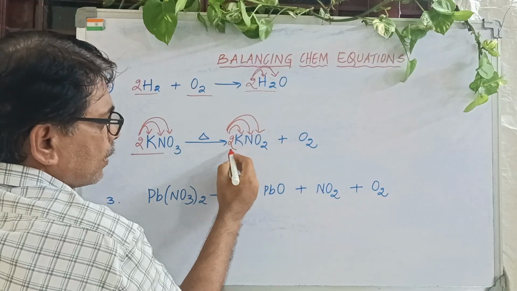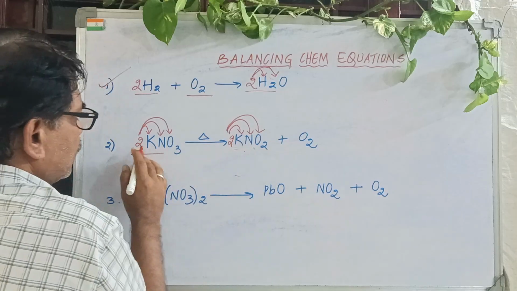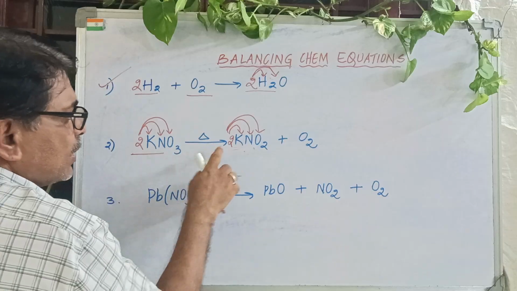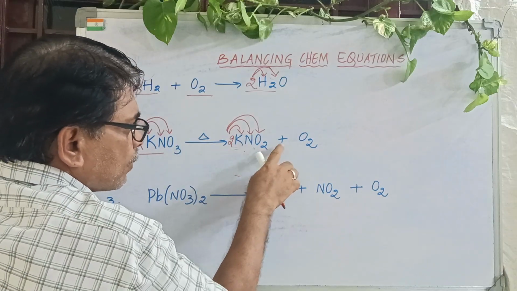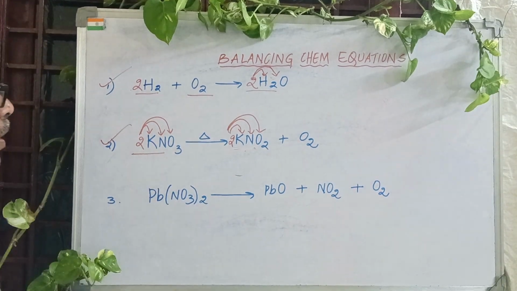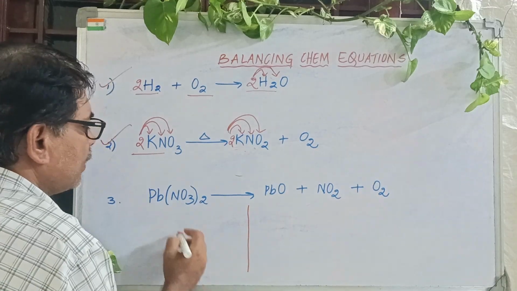Now, N's are how many here? Because of this one, N's are how many? 2. N's are 2. Here also N's are 2. O's are how many? 2, 3's are 6. So it is 2, 2's are 4 plus 2, 6. Yes, it's balanced. Now coming to this, you can even divide it this way.